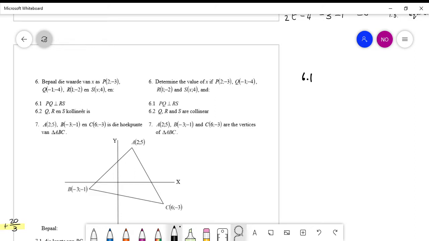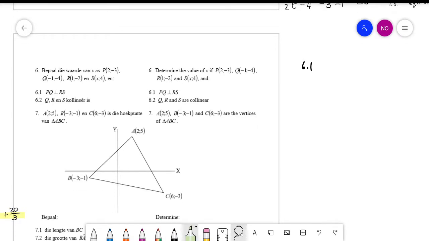Okay. Goed, so hulle gee vir jou daai 4 koördinate, but they left out the x value of the one point. So this point has the variable x as its x value. Okay. Maar ons kan nog steeds gaan uitwerk met die formules wat ons het.